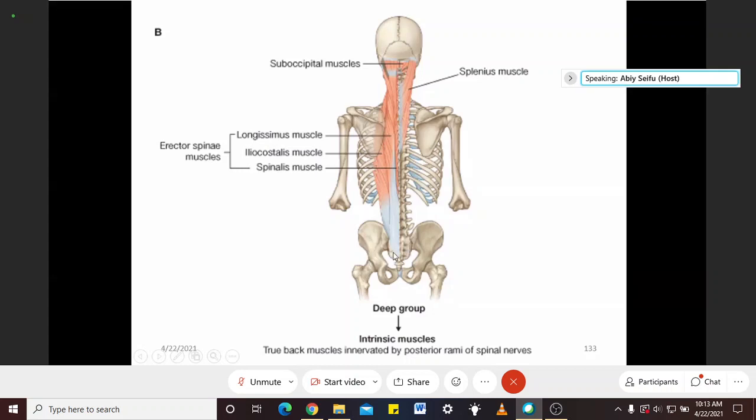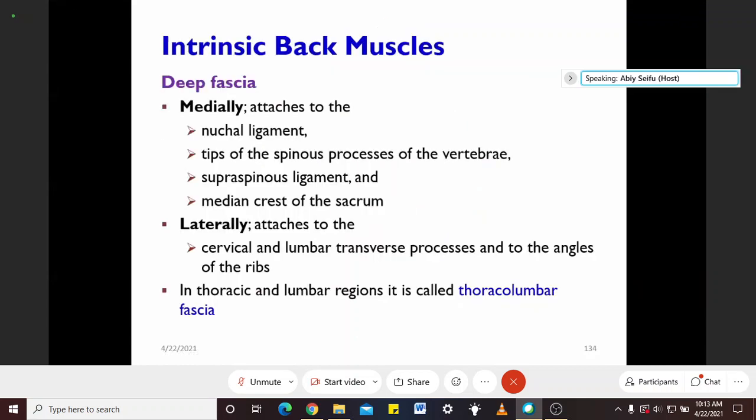That means the sacrum, which forms the posterior wall of the pelvic cavity, and they extend up to the base of the cranium. Now, before discussing the muscle, let's see the fascia.